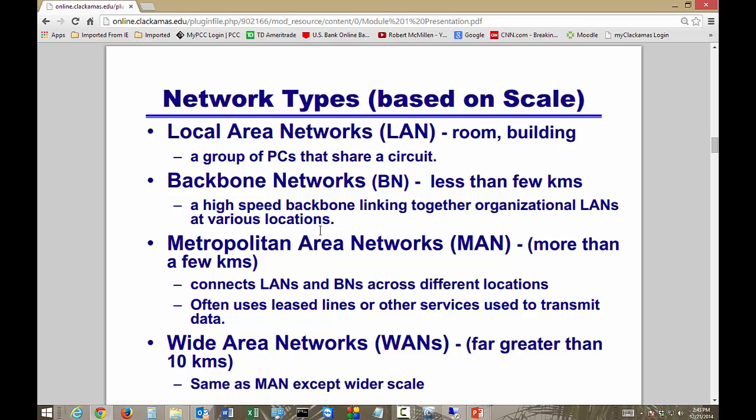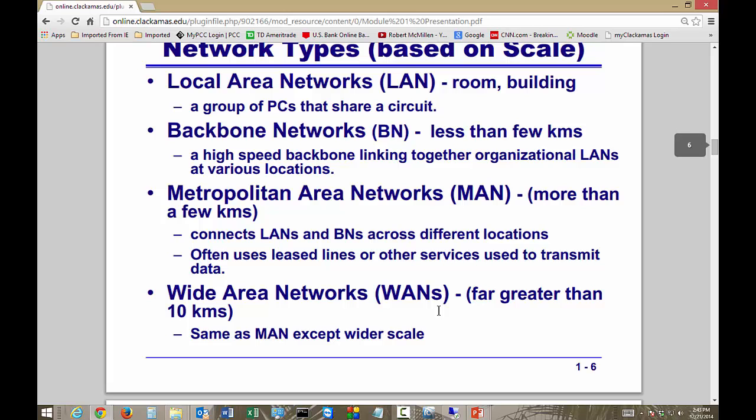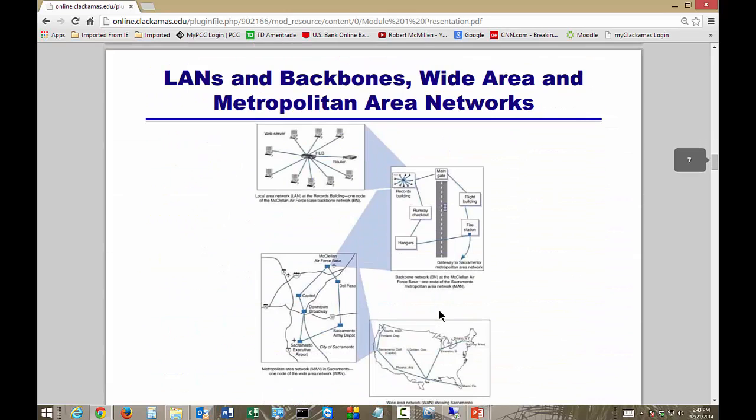And of course, the one that covers the greatest distance is going to be a wide area network. It's farther than 10 kilometers. It's the same as the MAN type of network. It's just over a much wider scale. This gives you a little bit of a graphical view of what we just talked about. So you have your LAN, you have your MAN, you have your backbone over here, and you have your WAN. So you can kind of see the different areas that could cover in a graphical way.